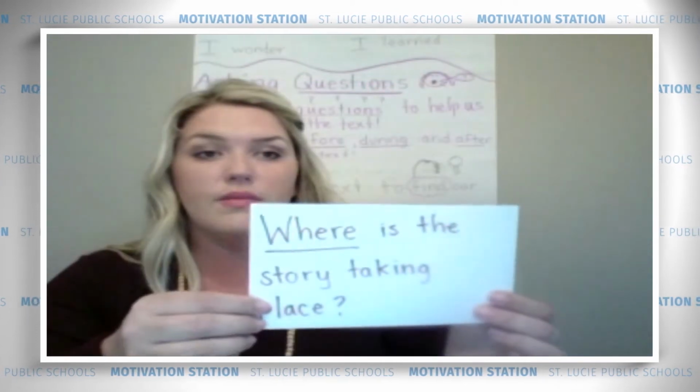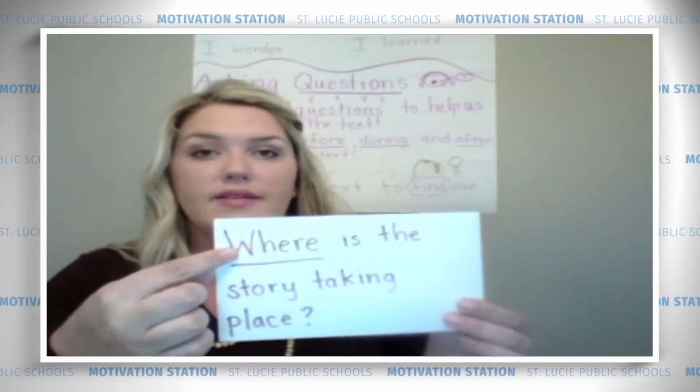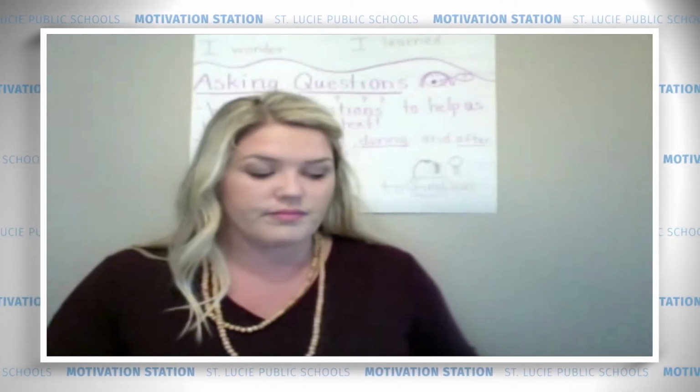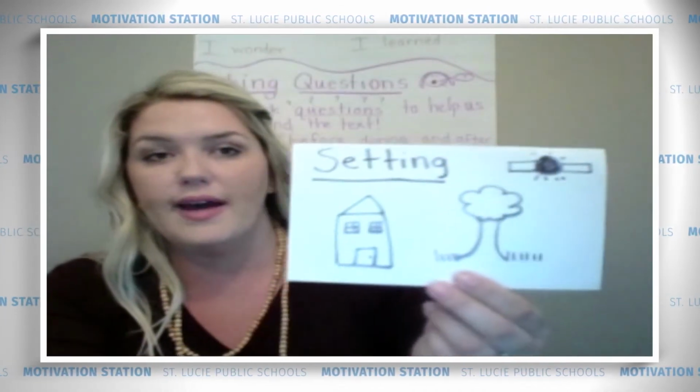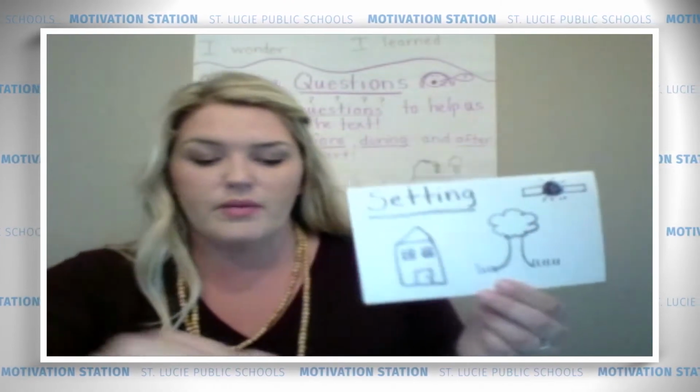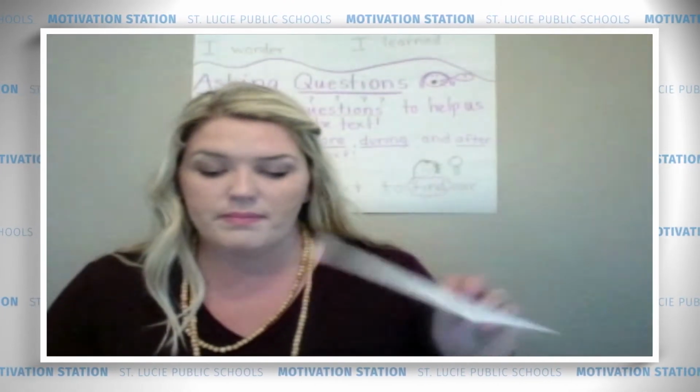The next question we're going to ask ourselves is, where is the story taking place? So remember, where is the setting of the story? And I drew a picture of a little house, or it can be outside like it was on Monday when Fluffy planted his jelly bean.